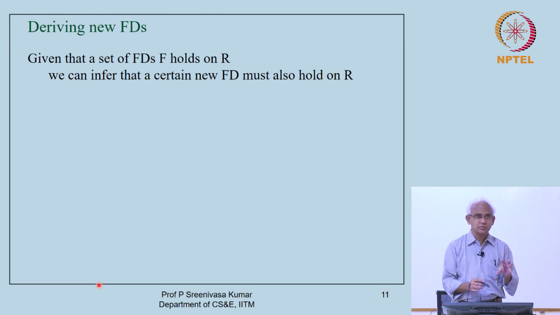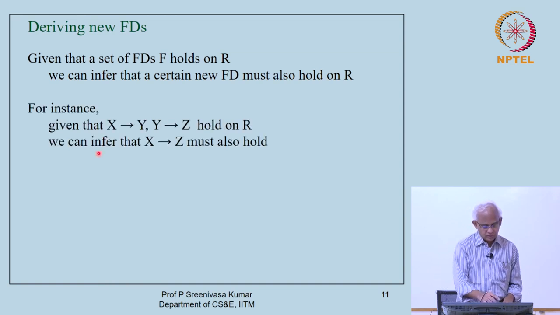Given that some set of functional dependencies F hold on some scheme R, it turns out that we can do some logical inferences. I mean, logically we can conclude that some other functional dependencies should always hold. Okay, I will give you an example. Say, for instance, given that X determines Y and Y determines Z hold on some relation scheme, we can infer that X determines Z must also hold.